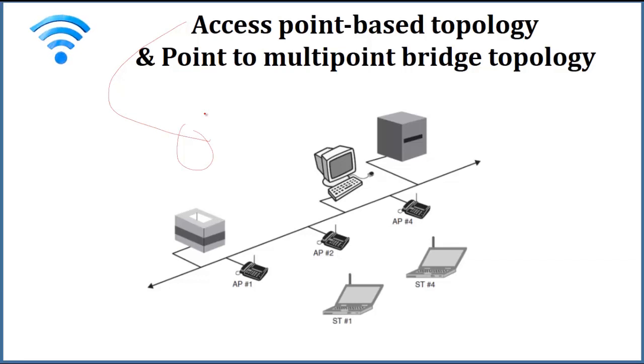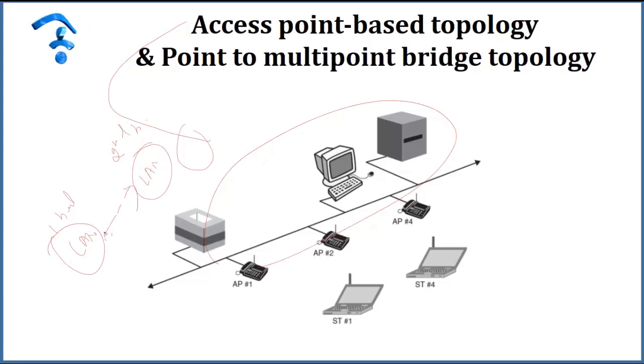Diagrammatically, this is like the token ring kind of thing, just to explain how the access point based topology works. And for point to multi-point bridge, the diagram could be one LAN network in one building, and another LAN in a second building. In between them there could be a wireless LAN or different access points. So that this will create a point to multi-point.